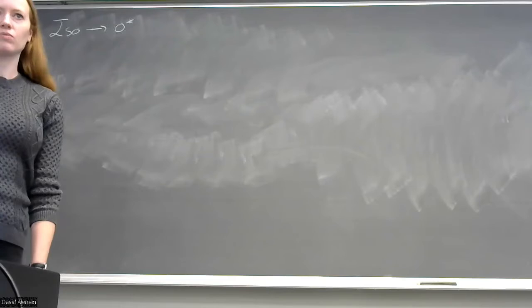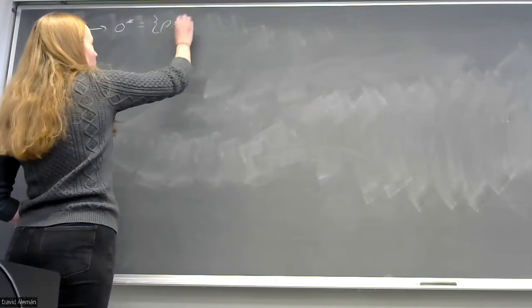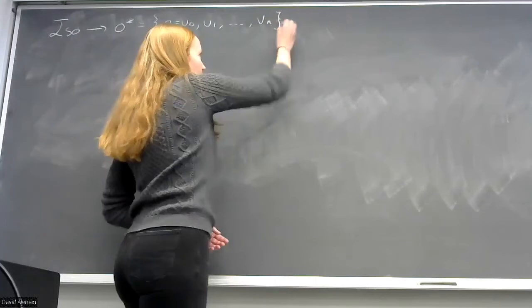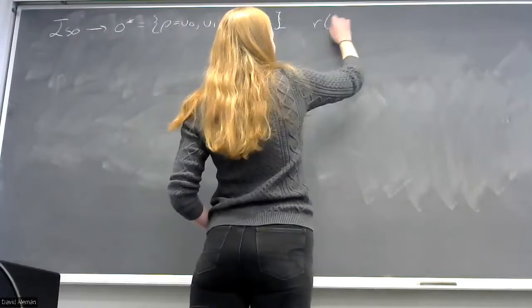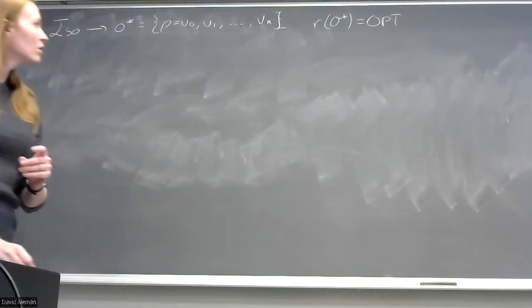Okay, so we want this to be true for any instance. So we have our instance, and suppose we have our optimal non-adaptive policy, right? Which is some ordering of the vertices starting at the root. And we order all of them. Okay. And the expected value of this is R.